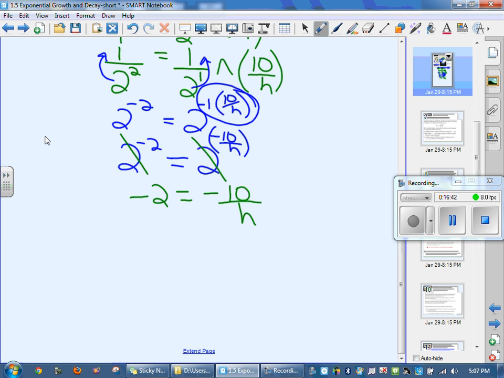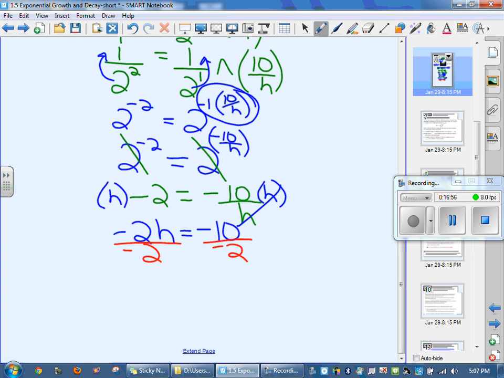So I get negative 2h equals negative 10. We're going to divide by what's in front of the variable. So we're dividing by negative 2 on both sides. We're going to get h equals positive 5. So that means that our h, our half-life, happens every 5 meters. That's what that h is telling us, that every 5 meters, the visibility cuts in half.